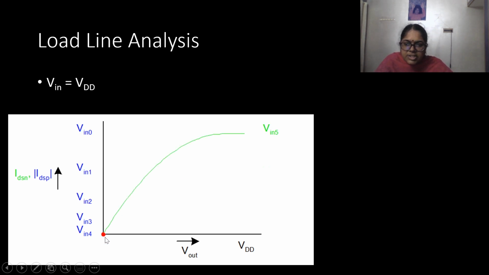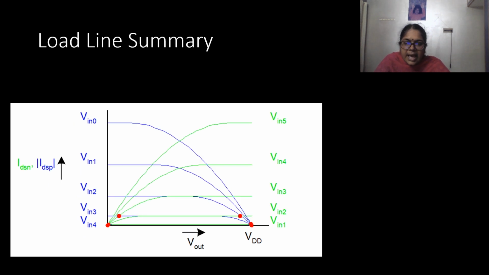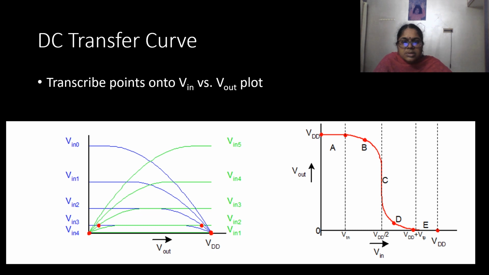So all the intersection points are going to be taken, and these points are going to be now mapped onto Vin versus Vout plot. So when Vin versus Vout plot, in that we are going to map the intersection points, the graph which we get will be in this particular manner.